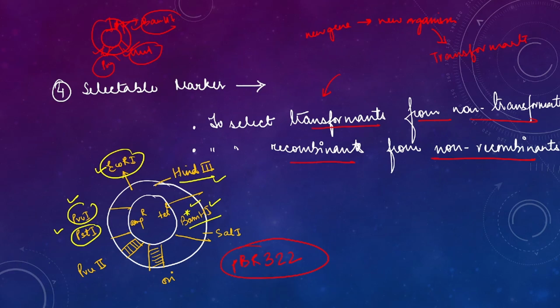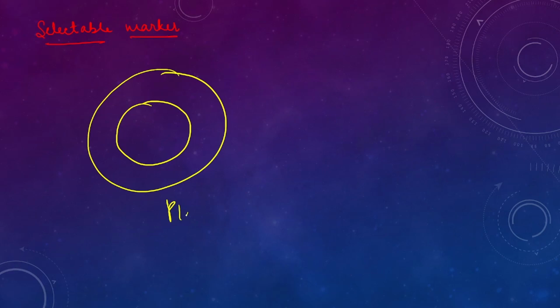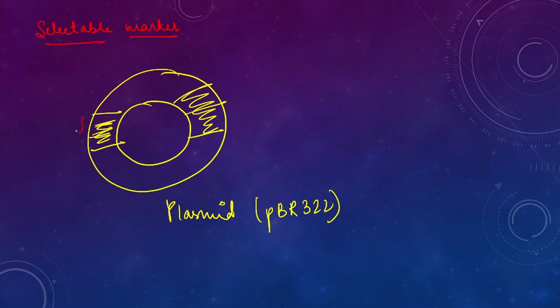Right? Now, coming to selectable marker. Selectable markers are used to select transformants from non-transformants. Let's understand the selectable marker with an example. This is a plasmid pBR322. Now here let me consider two sites. This site, let's say it is a gene for ampicillin resistance, and this is a site for tetracycline resistance gene.